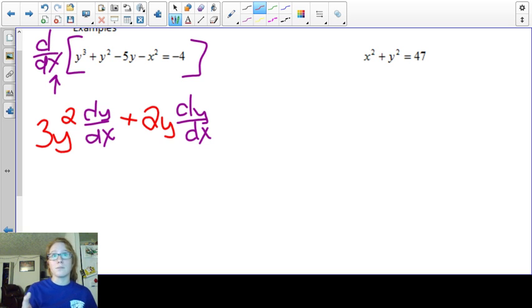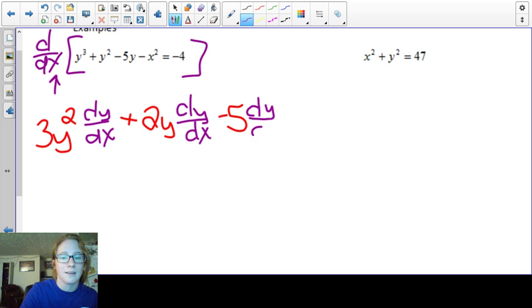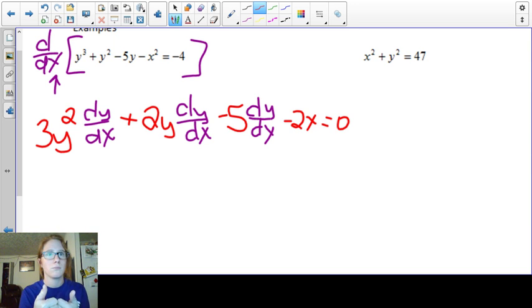Now, this next one, I have the derivative of negative 5y, which gives me negative 5. But since I am taking the derivative of that y term, I need to throw on there that dy/dx. Next, I got negative 2x. And the derivative of that constant, negative 4, is just 0. That's all it is. Just 0. So step 1: take the derivative with respect to x. Cool. Step 2: get all of the dy/dx's on the left side and everything else on the right.